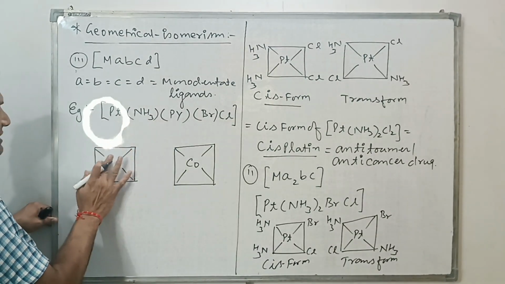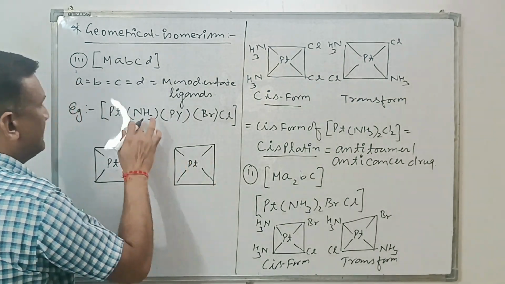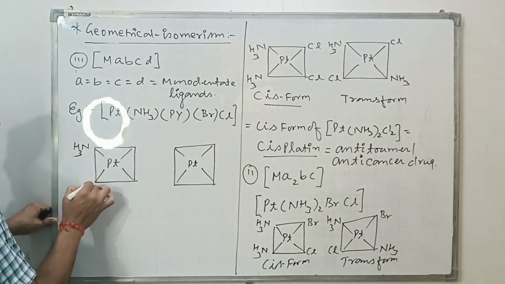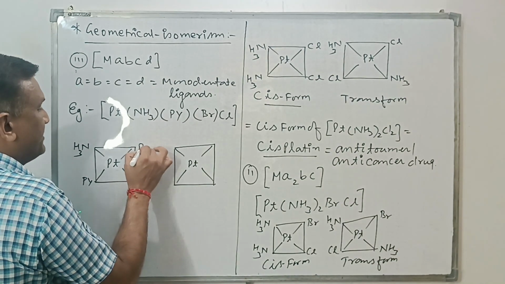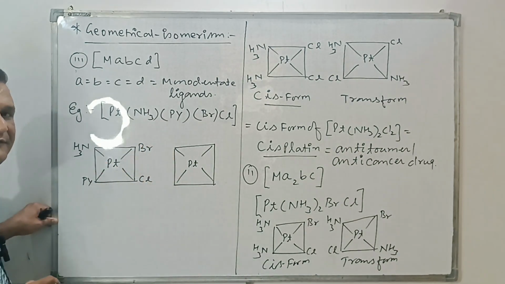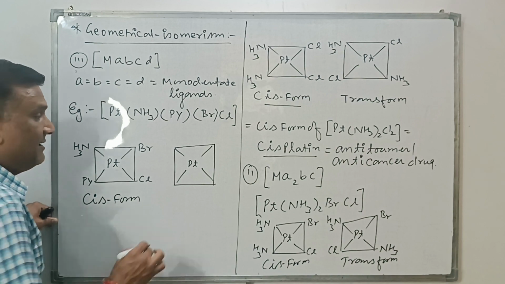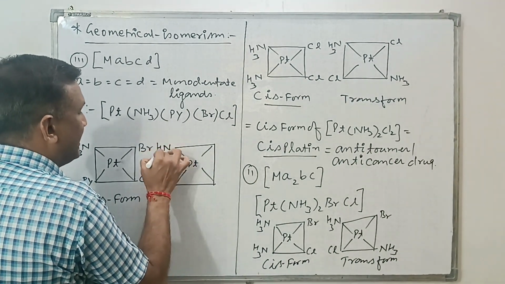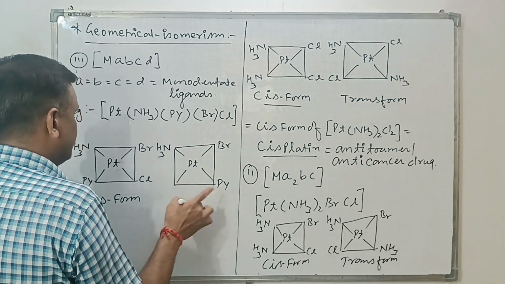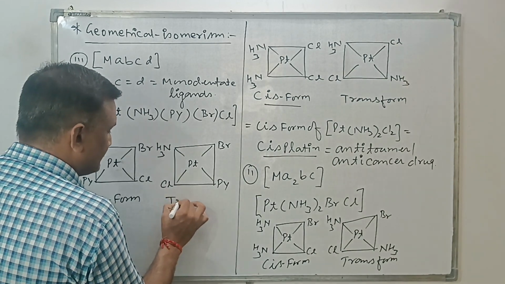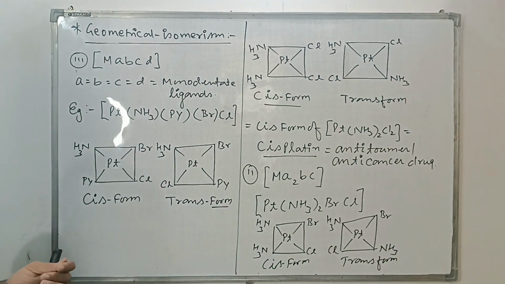So Pt we can keep over here. This is the Pt. This is the NH3, neutral ligand. Py, pyridine, is also a neutral ligand. Both are at the angle of 90 degree. This is the bromido, this is the chlorido at the angle of 90 degree, then this will be the cis form. While if they are at the angle of 180 degree like this, py, this is the Br and this is the Cl, then this is called the trans form. So this is for MABCD.